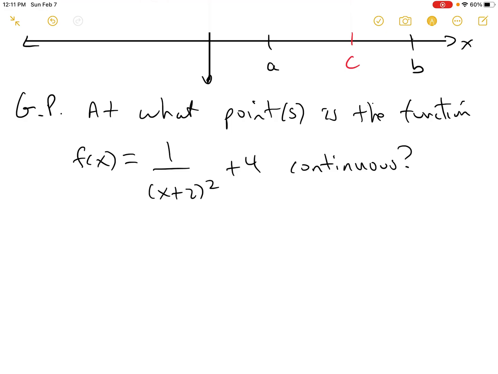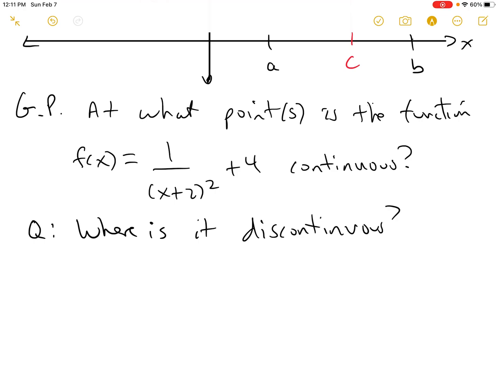And like a lot of things in mathematics, what you really want to do is look at this backwards and ask yourself, where is it discontinuous? And prove that. Right? So that's the better way to think. Like, what are the discontinuities, if any, of this function, and why is it discontinuous at that point or those points? Okay, I'll see you in a minute.